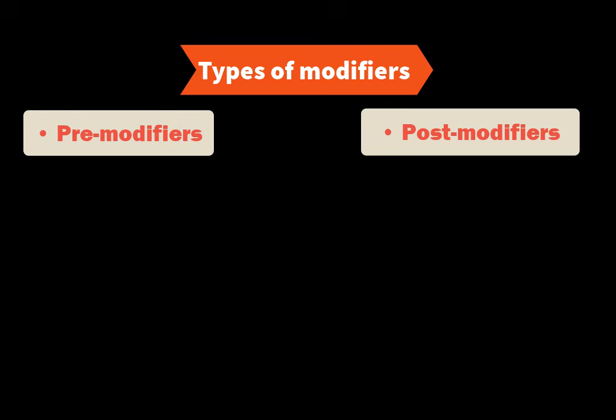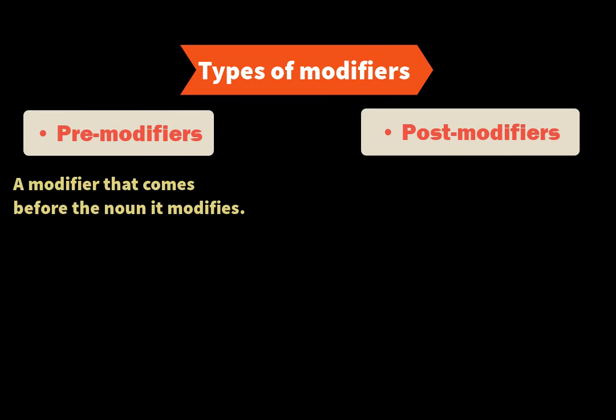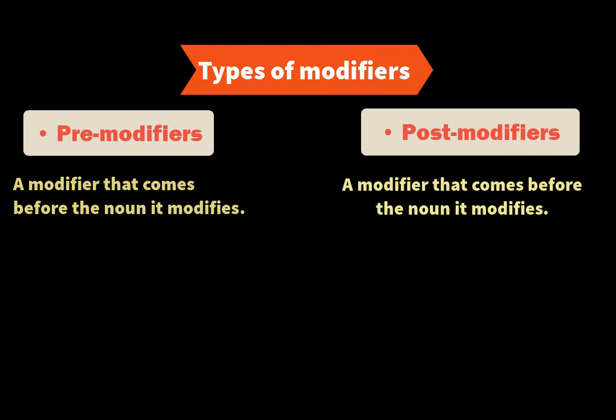Alright, so we have two types of modifier based on the position, guys. These are pre-modifiers and post-modifiers. What is a pre-modifier? Now guys, when a word or a group of words comes before the noun it modifies, it is called a pre-modifier, right? That is why it is called a pre-modifier, because it comes before the noun it modifies. And what is a post-modifier? Very simple. It comes after the noun it modifies, and that is why it is called a post-modifier.